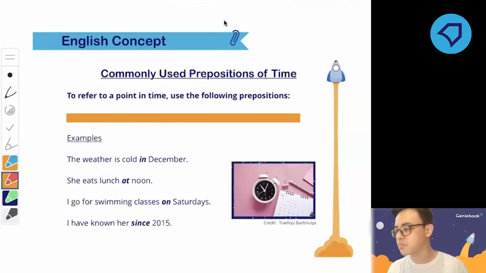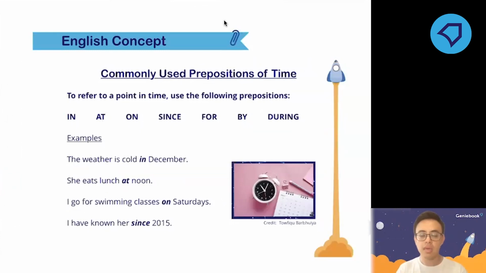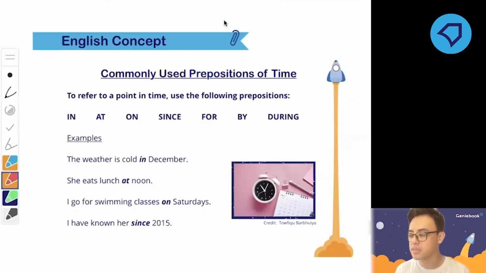Okay, next one, prepositions of time. To refer to a point in time, you can use these prepositions: in, at, on, since, for, by, during. Wow, the weather was cold in December. Remember I said, if it is a month or the year, you can use in, but if it's an exact date, you use on.